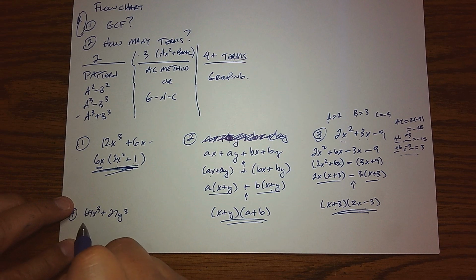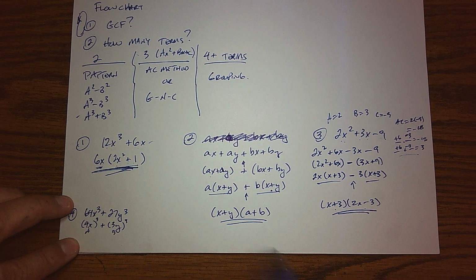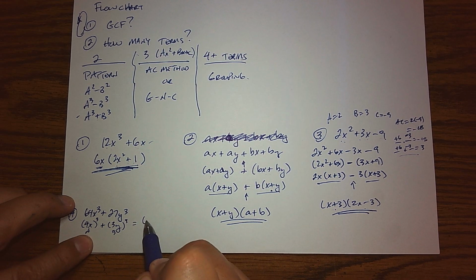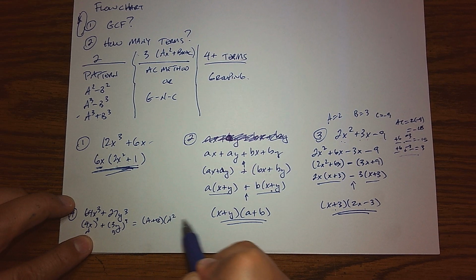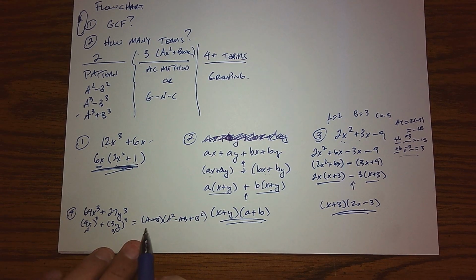So we have to figure out what two things are being cubed. On the front end here, I believe the term is 4x, and on the back end here, I believe it's 3y. So there's our A and there's our B, and we just start putting into our formula. So let me just rewrite the formula again. It's A plus B times A squared minus their product in the middle, plus B squared. So there's our formula. So just replace the A with 4x and replace the B with 3y.